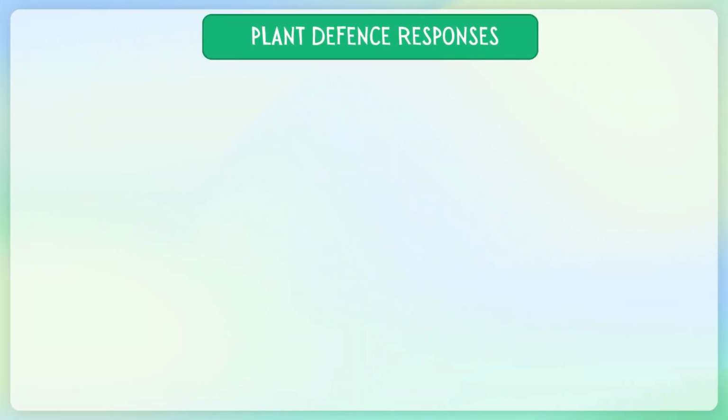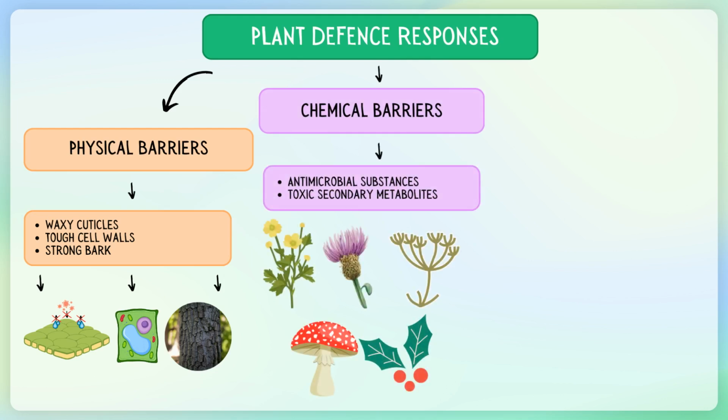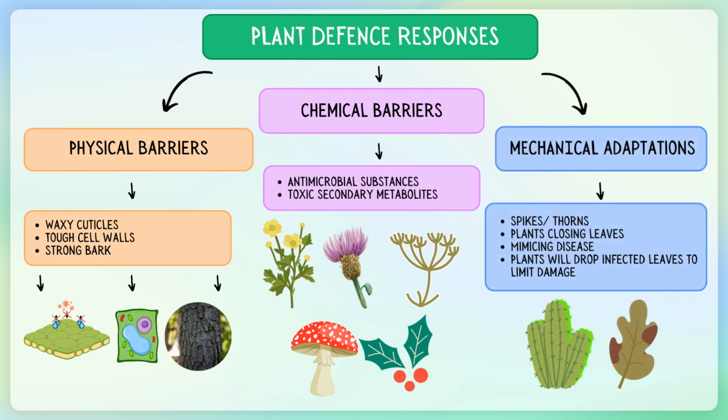In today's lesson, we explored how plants defend themselves against pathogens and herbivores. We discussed physical defenses such as tough cell walls, waxy cuticles and bark that block pathogens, as well as structures like thorns that deter herbivores. We also examined chemical defenses, including antimicrobial substances and toxic secondary metabolites that protect against attackers. Additionally, we covered mechanical adaptations, such as plants closing their leaves or dropping infected parts in order to limit damage.